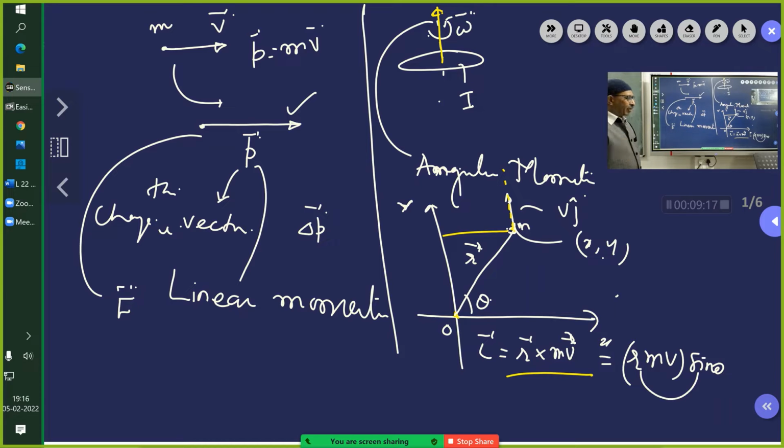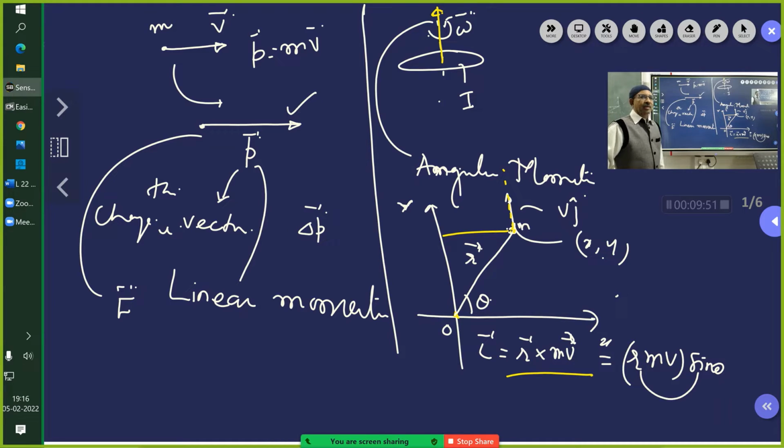Now, if a force acts on this body, will the angular momentum change? If it acts perpendicular, sir, then it will change. Will the angular momentum change if force acts on this particle? Sir, if the force acts along the direction of velocity... It will always change. See here, one brilliant point. If force acts on this, it will always change. Yes or no?